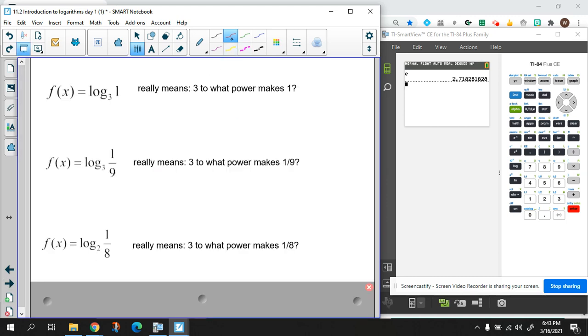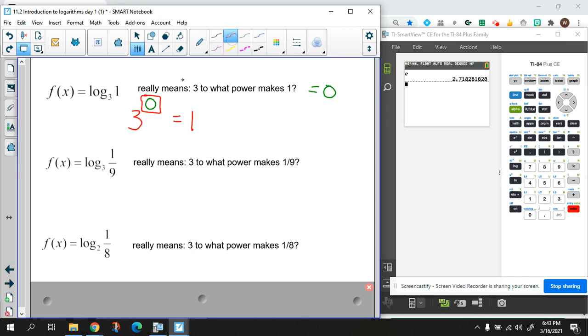Now, the reason that I went over that, if you have log base 3 is equal to 1, then your job is to figure out 3 to some power has to equal 1. It was actually in the chart on the prior slide. Anything to the 0 power equals 1, so the answer is 0.